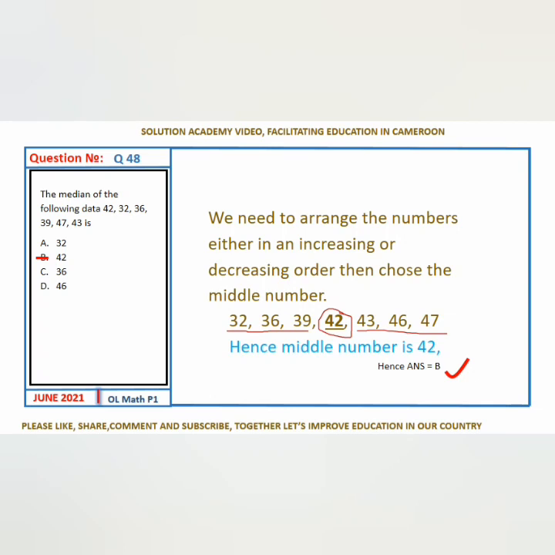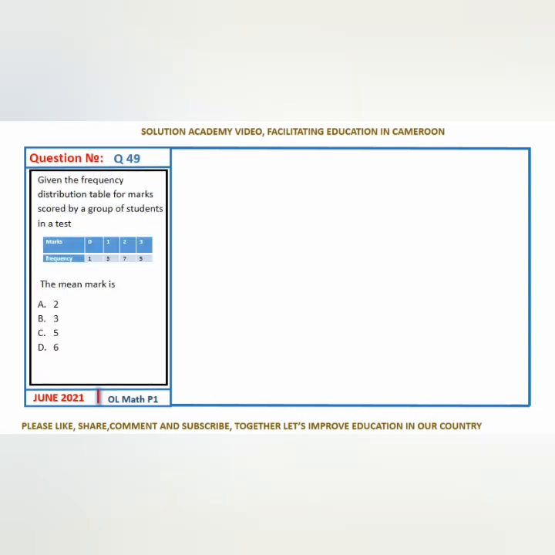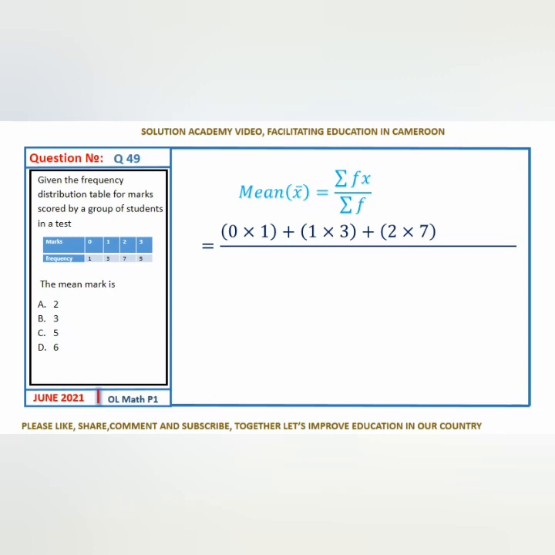Question number 49. Given the frequency distribution table of marks scored by a group of students in a test, the mean is. This is still a paper 2 sample question, so take note. Generally, mean is always given by the sum of the frequency times the mark divided by the sum of the frequency. So you have to know that our sum of fx means we take each mark times its frequency. Okay, let me demonstrate. You take each mark, this is a mark, you take each mark times its frequency, go to the next.